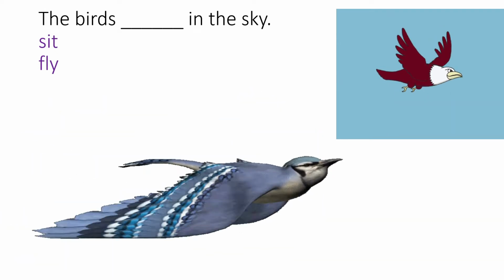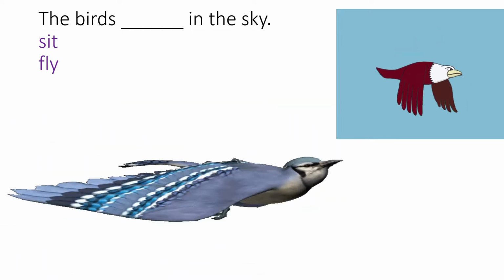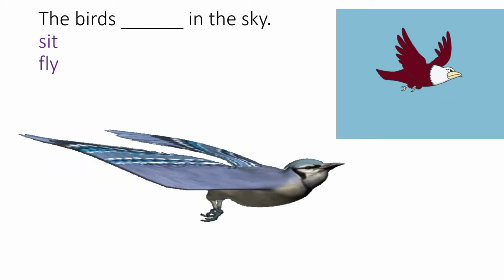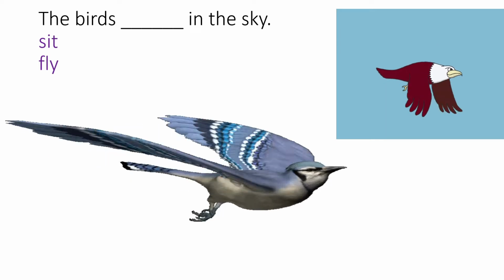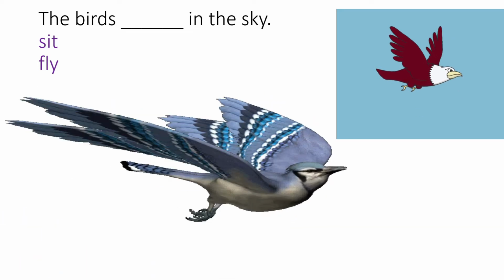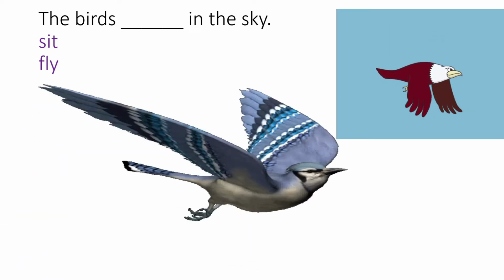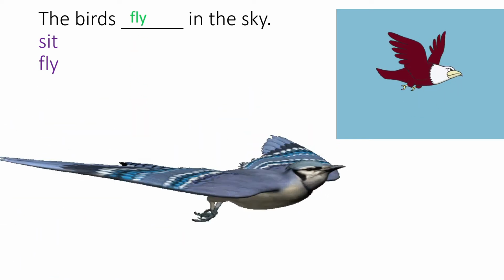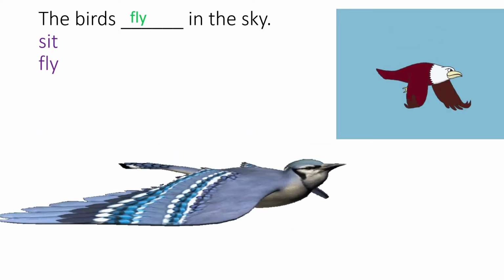Now just see, there are two birds. What will be the correct action word for this? The birds dash in the sky. The sentence is, the birds dash in the sky. Sit or fly? The correct action word is F-L-Y, fly. The birds fly in the sky.